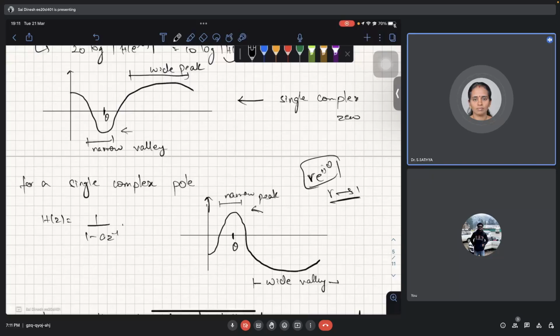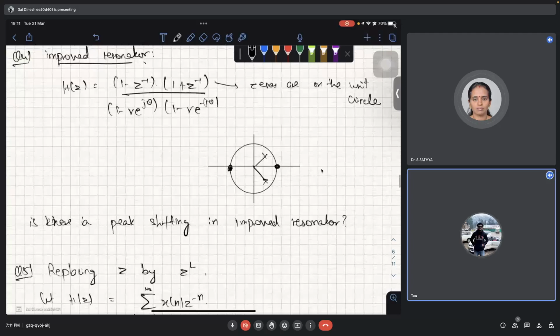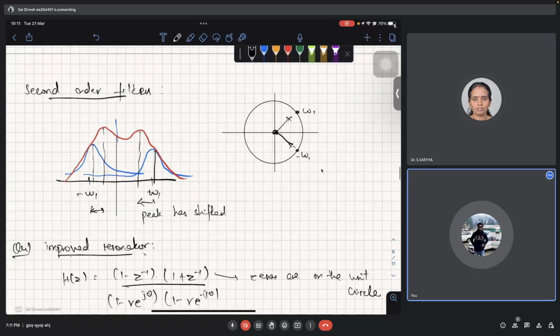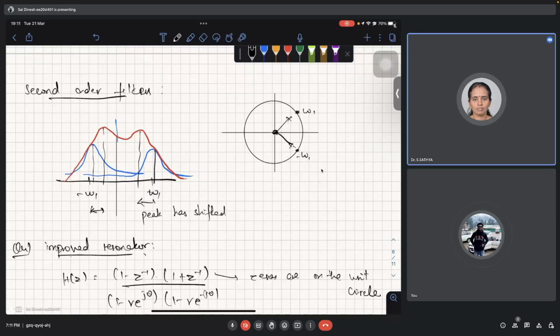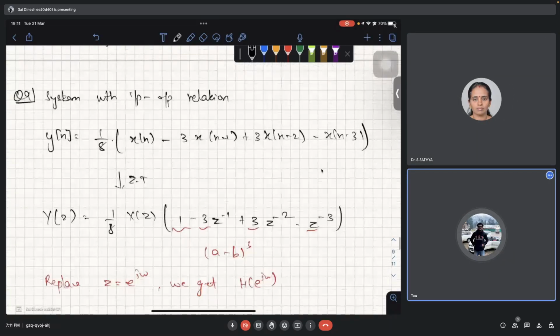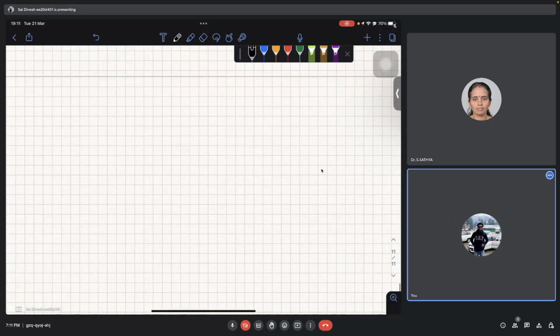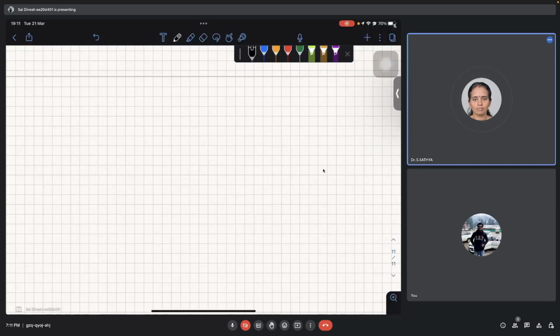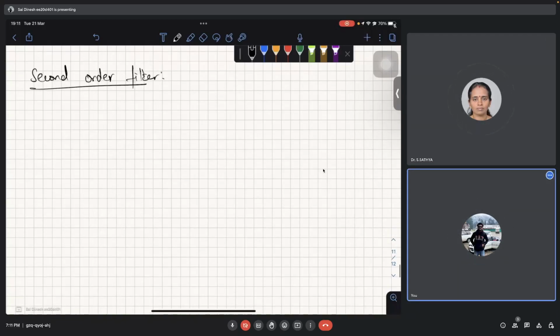For the improved resonator, a second order filter, we explained, right, sir? Can you explain the graph once again, sir, what you've explained here? Sure. So, second order filter, right? One second.